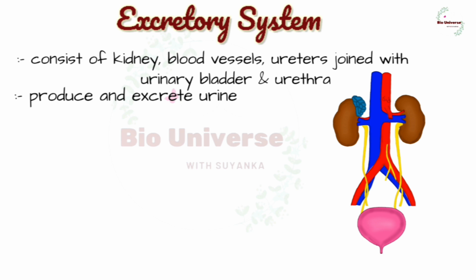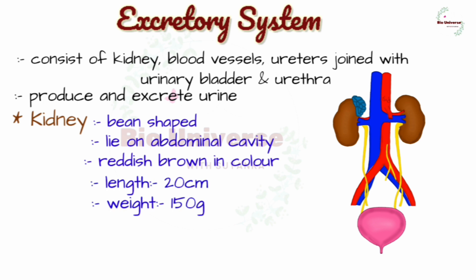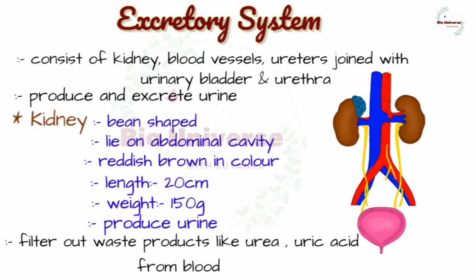There are two bean-shaped kidneys that lie in the abdominal cavity, one on either side of the vertebral column. The kidneys are reddish brown. Each of them is about 10 cm long and weighs about 150 gram. The kidneys produce urine to filter out the waste products like urea and uric acid from the blood.